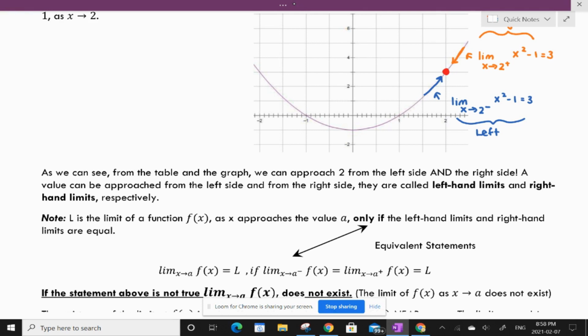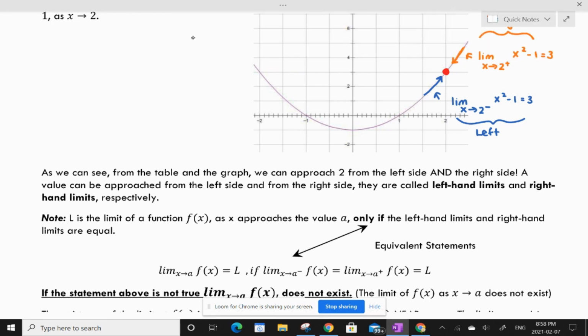Okay, this is the very, very important part. I would highlight this so that I know that in order for the limit to exist, it can only do that if my left-hand side limit and my right-hand side limit equal the same thing. When I mean same thing, I mean same number and same sign. That's why I call it equivalent statements here, right? I said it in words, but I also put it in notation.